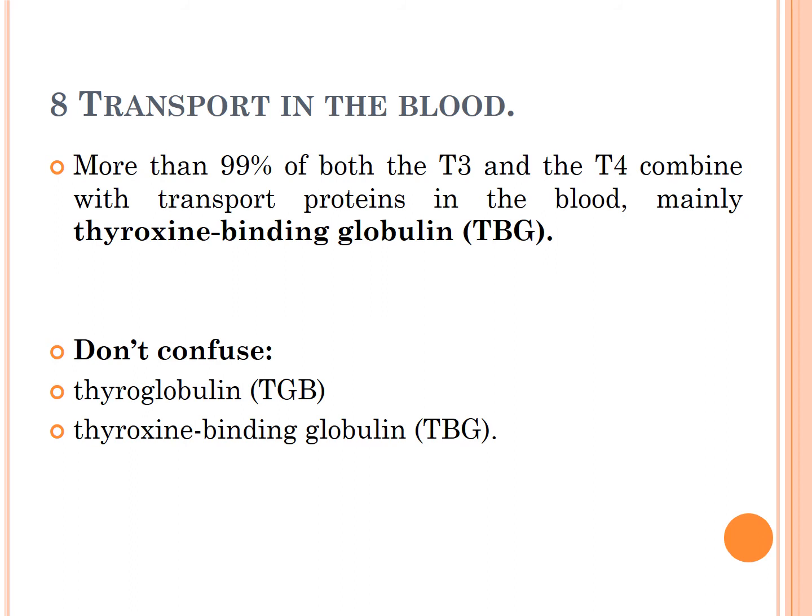And the last step is transport in the blood. After formation, hormones are transported in the blood. So 99% of both hormones T3 and T4 combine with transport proteins in the blood, and the name of the transport protein is thyroxine binding globulin. After binding to this TBG, they are transported. But don't confuse TGB and TBG. TGB is thyroglobulin and TBG is a transport protein, thyroxine binding globulin.